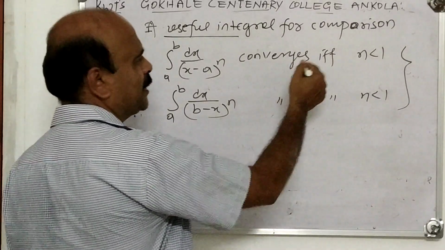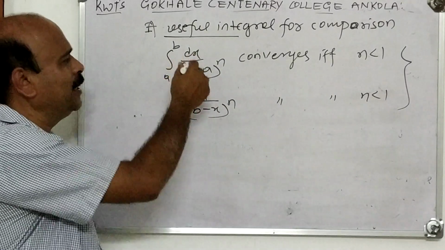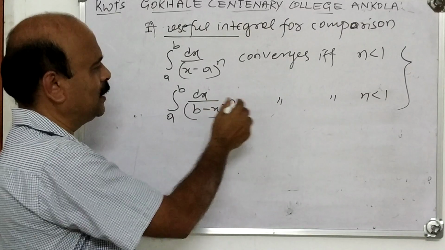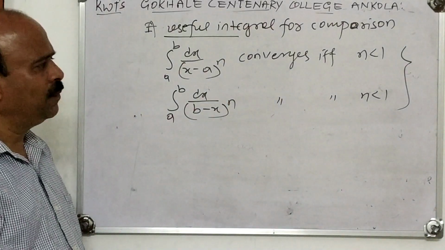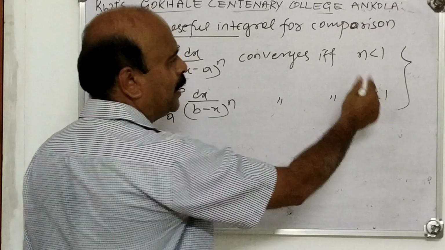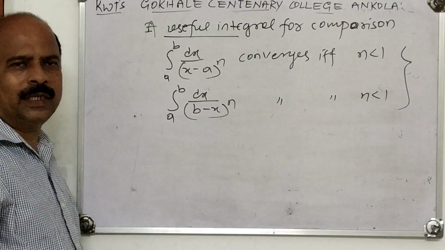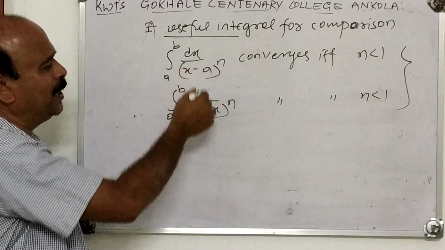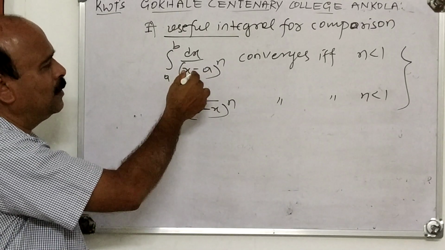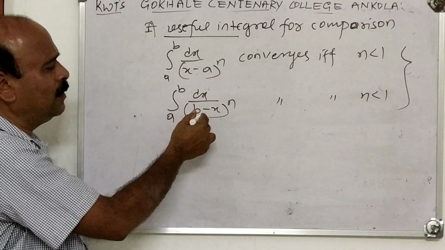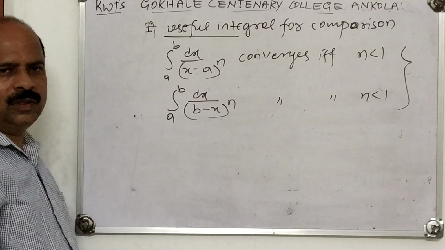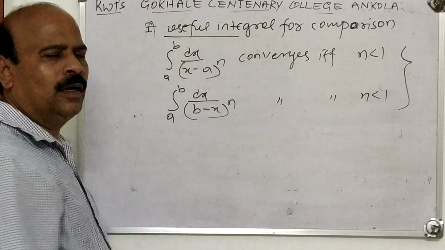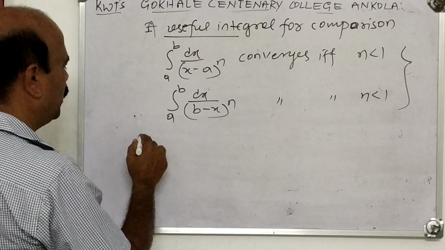Now I prove this in the next video, how a to b dx by x minus a raised to n converges if n is less than 1, and dx by b minus x raised to n converges if n is less than 1. If n equal to 1 and greater than 1, this does not converge. Here what is the difference? These two are different in the sense that here a is the point of discontinuity, here b is the point of discontinuity. Now using that comparison test and this integral, we can solve many problems.